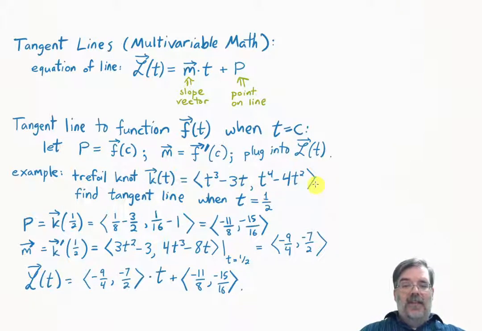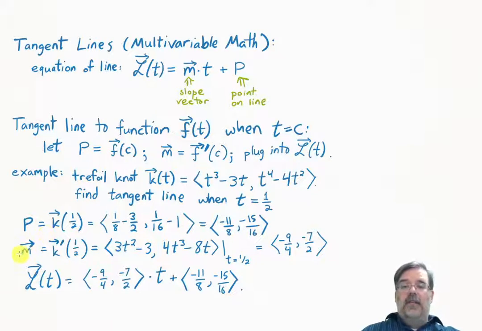Let's say you want to find the equation of the tangent line when t equals 1/2. Well, first, let's find a point on the line. So the point P is equal to k of 1/2. So you would plug 1/2 in for t, each of these functions, and then calculate. And this gives you this point, -11 over 8, comma, -15 over 16.